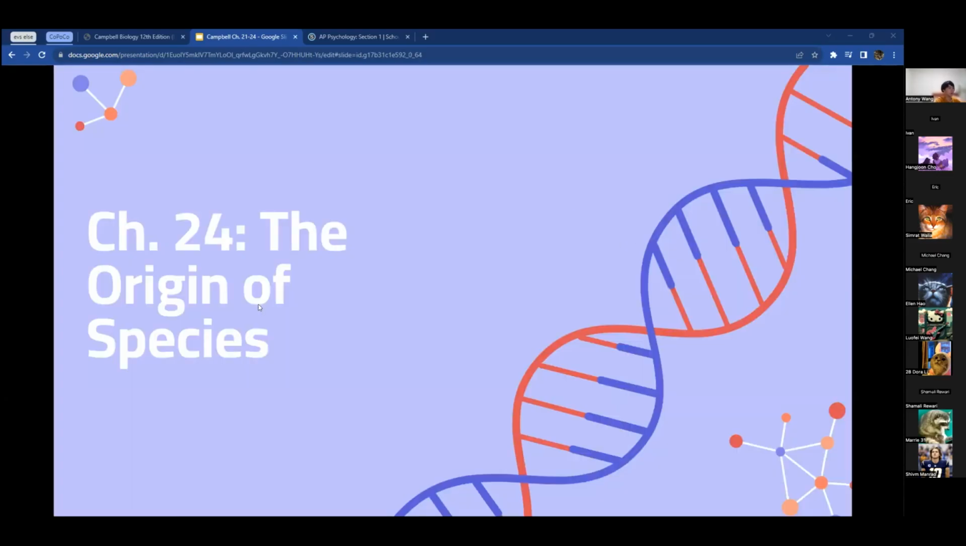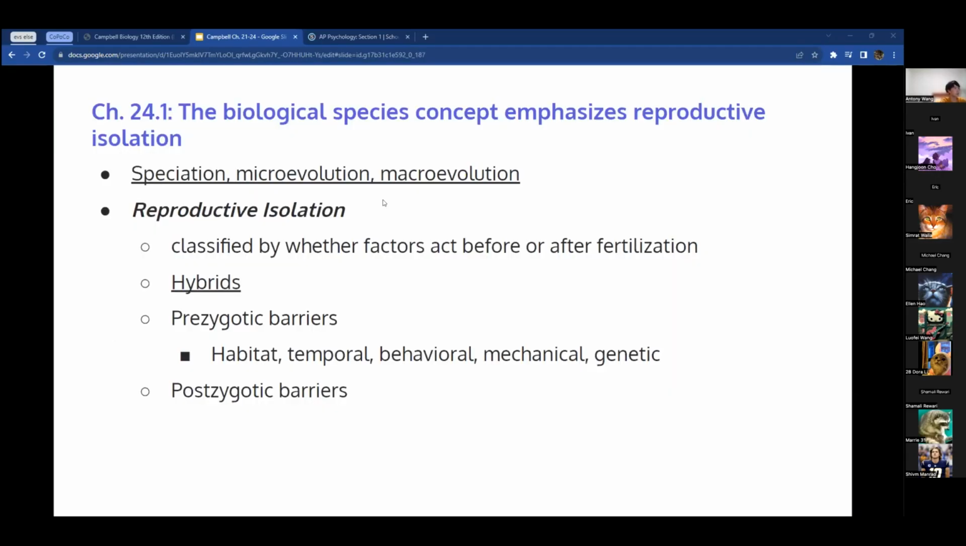The origin of species. I think we'll have time. Biological species concept emphasizes reproductive isolation. What is the biological species concept? A biological species is defined by a group of animals that can interbreed with each other. And this is not a perfect definition. We'll see there are many exceptions to this rule. There are many iffy things, but it's not a bad definition by any means.